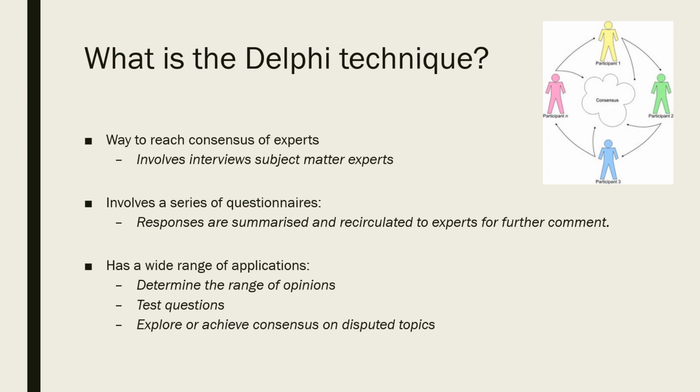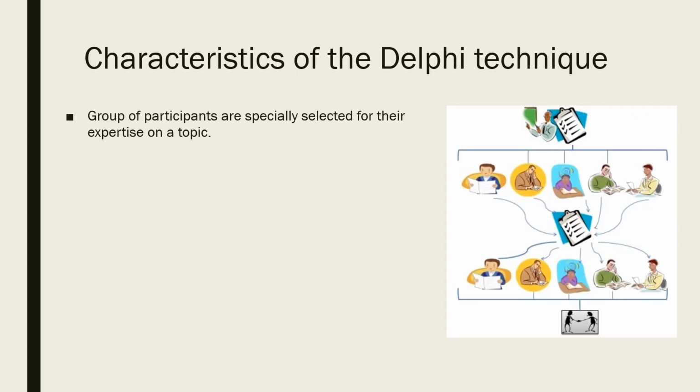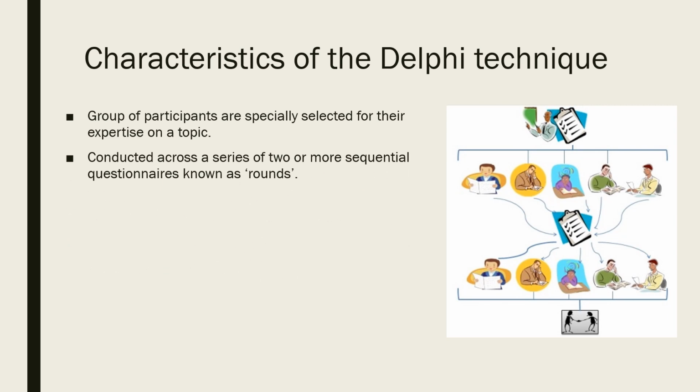Although there can be variation in how the method is applied, particularly in relation to the number of questionnaire rounds, it always has some common, distinct characteristics. These include that it uses a group of participants, often known as panelists, specially selected for their expertise on a topic. It is also often conducted across a series of 2 or more sequential questionnaires known as rounds.